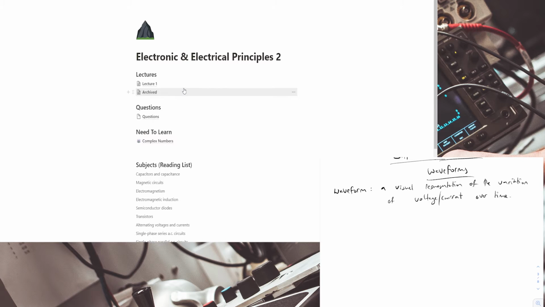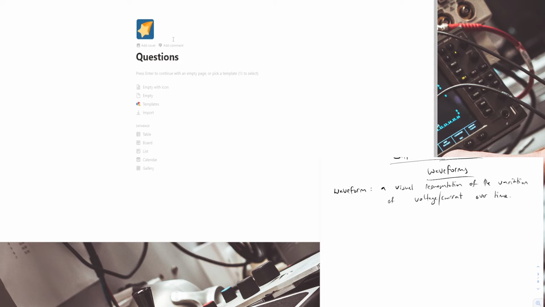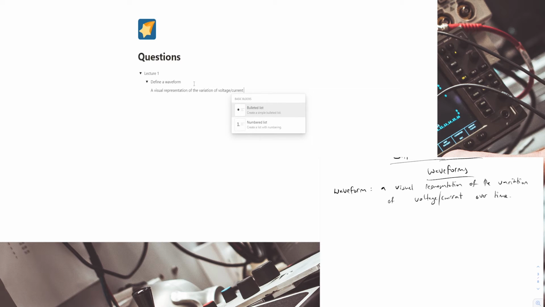This is what I like about Notion. You can basically design it however you want, which is nice. And then let's put lecture 1, and then like that, or maybe I should do lecture 1 like that, and then put them inside there like this. Yeah. Okay, so define a waveform, and then a visual representation of the variation of voltage and current, or current over time.